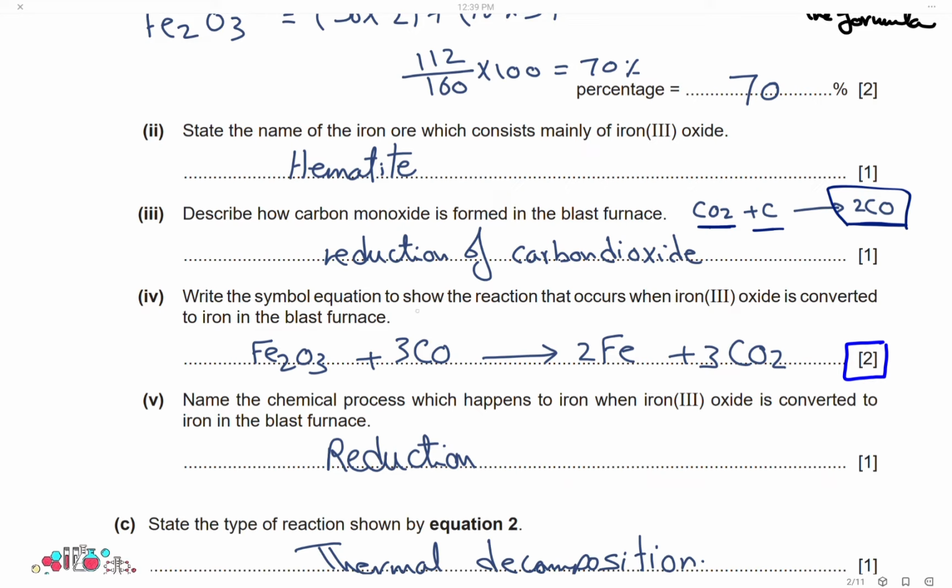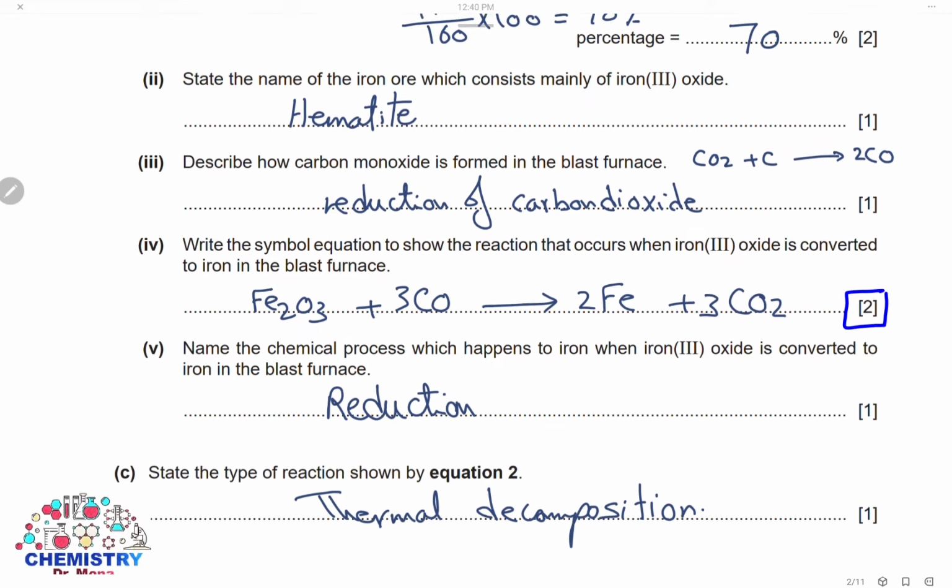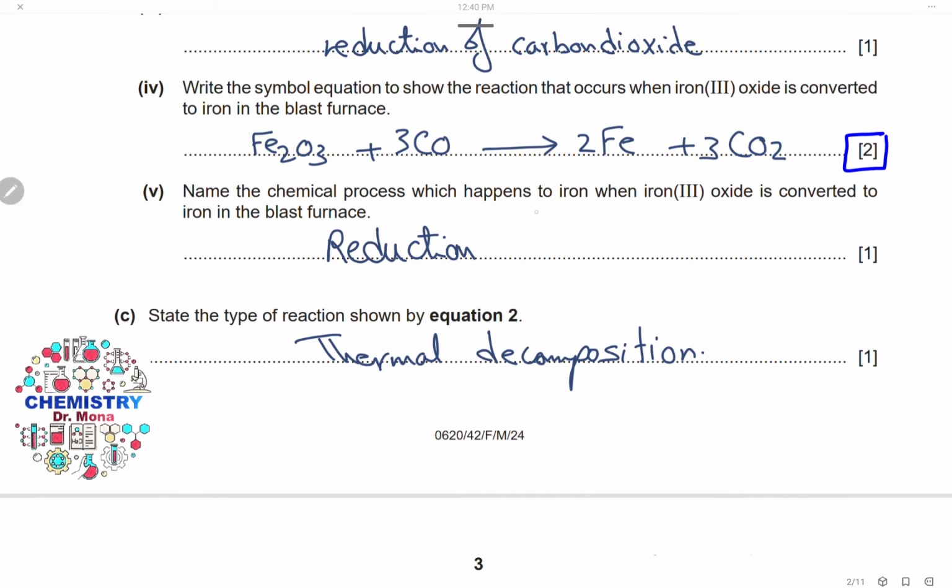Write a simple equation to show the reaction when iron(III) oxide is converted to iron. Here, the iron(III) oxide reacts with carbon monoxide to form iron and carbon dioxide. Remember, the equation is for 2 marks, so we have to balance the equation. Name the chemical process which happened to iron(III) oxide when it is converted to iron. As we can see here, iron(III) oxide loses oxygen to convert to iron, so the process is reduction.